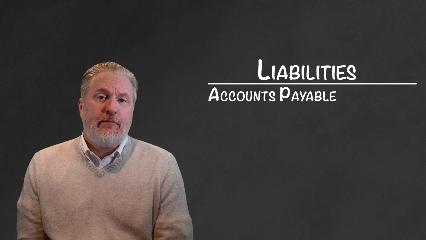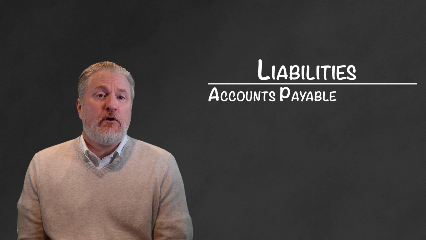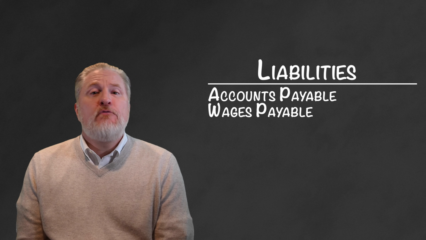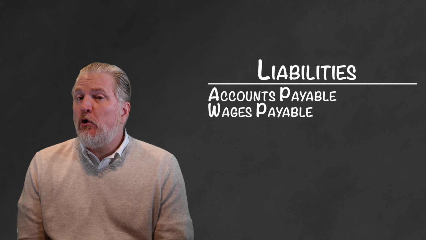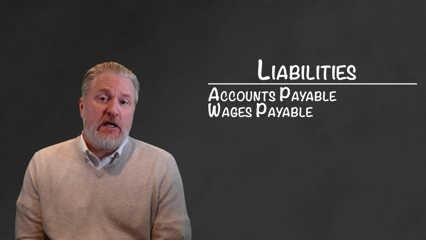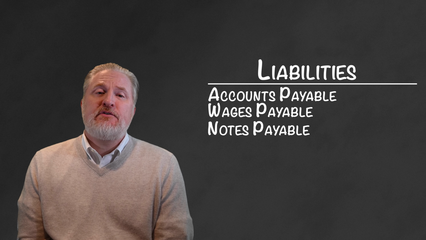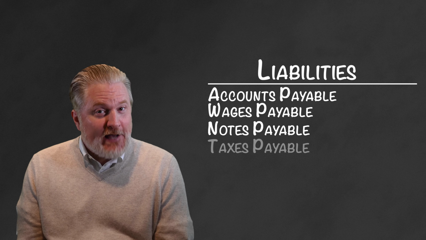Other forms of current liabilities include wages that the employees have earned but have not yet been paid, called wages payable. If we choose to take out a formal short-term loan, we would then record the portion due in the next year as notes payable. We could also have taxes that are due and are recorded as taxes payable.